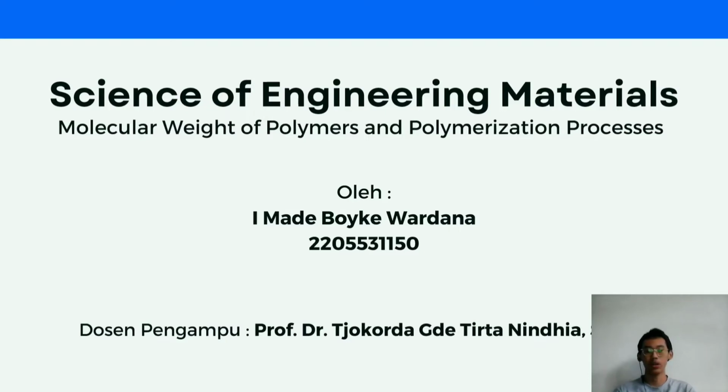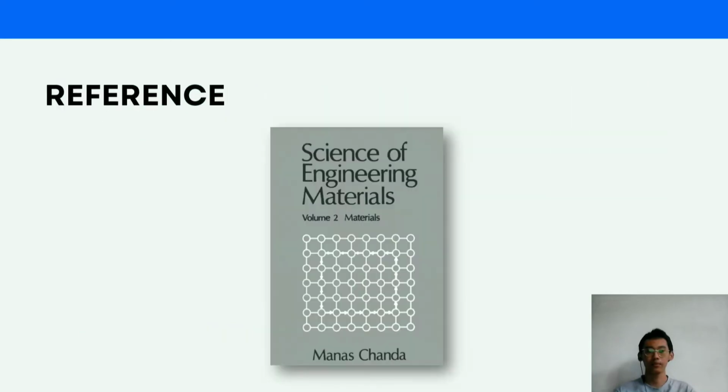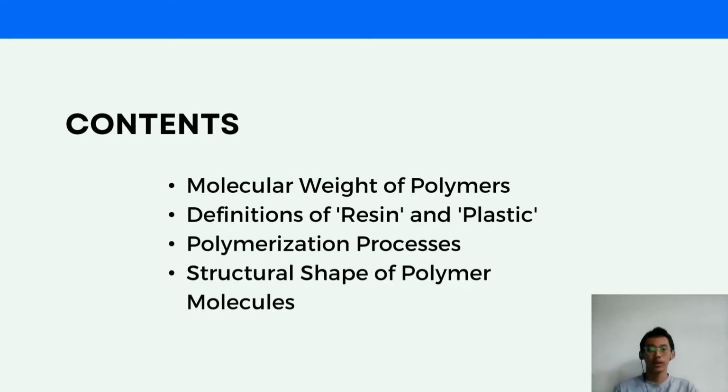My name is Tjokorda, and my student ID number is 22055311150. Here I will present Science of Engineering Materials about molecular weights of polymers and polymerization process. My reference is from Science of Engineering Materials books, volume 2, written by Manas Chandra. Here is the table of contents of my presentation.